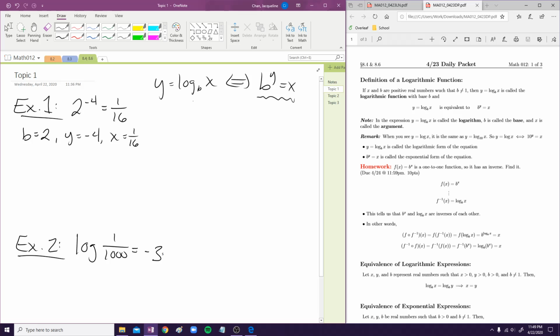Right? So now what am I going to do? I'm going to just rewrite it. So it's going to be -4 is equal to log base 2 of 1 over 16. And this is the equivalent form of 2 to the -4 equals 1 over 16.